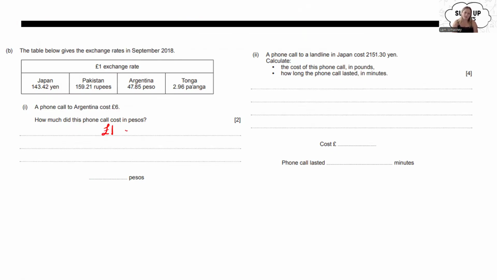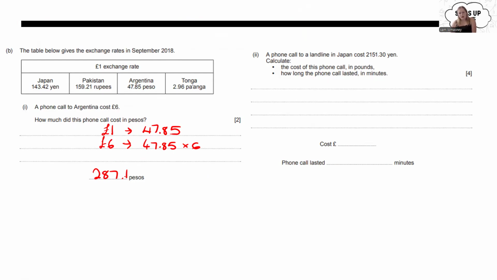£1 cost 47.85. £6, well, that's going to be 47.85 6 times. And then just chuck it in your calculator and you are done. Told you, nice, easy 2 marks. 287.1. Done.